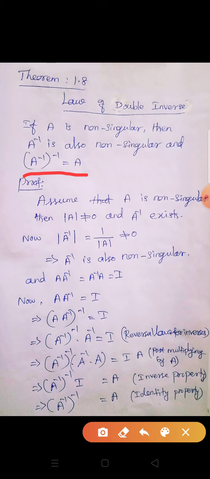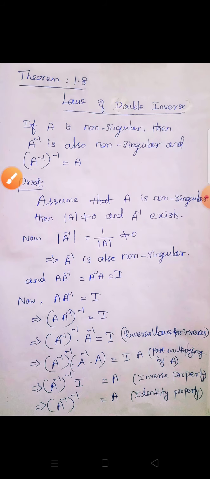Now, assume that A is non-singular. Non-singular means what? Determinant A not equal to 0 and A inverse exists. Determinant A inverse is equal to 1 by determinant A. Here determinant A is not equal to 0, so 1 by determinant A is also not equal to 0. Hence A inverse is also non-singular. Given A is non-singular, we have proved A inverse is also non-singular.